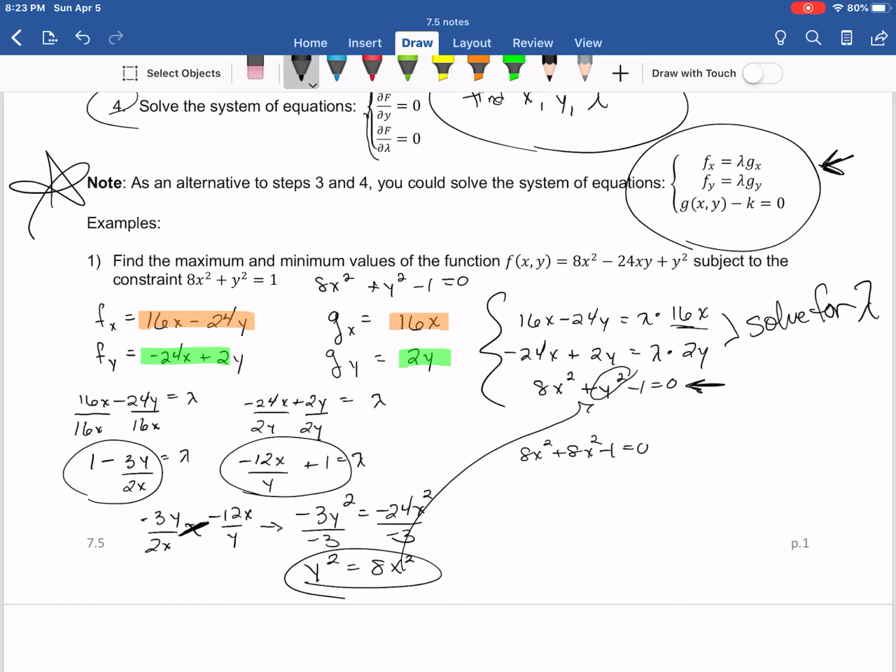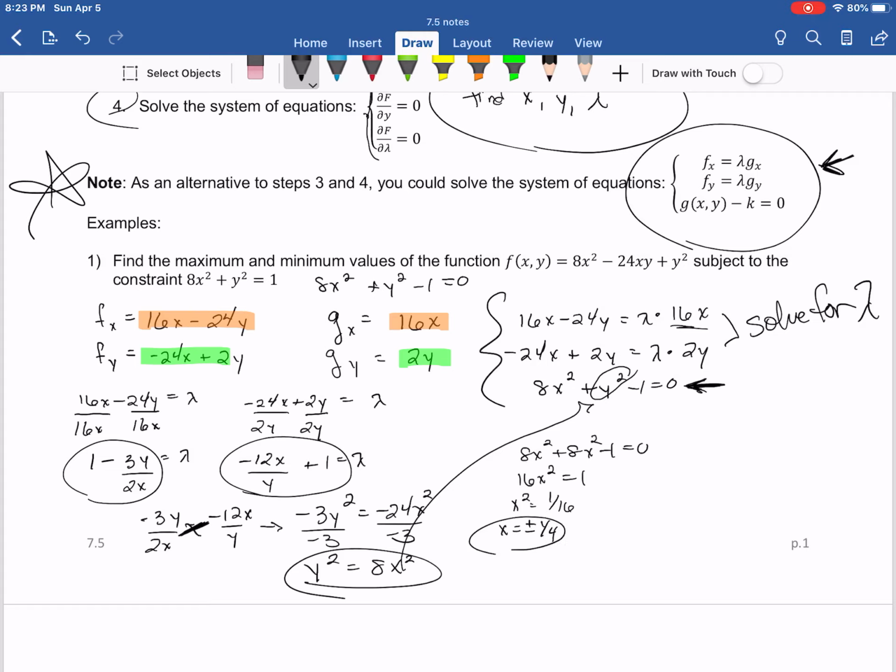Okay, so the y squared that's up in the constraint equation with my arrow next to it right there, that's going to get replaced with 8x squared. Now you're going to get what, like terms? We have 16x squared equals 1 if I get the 1 on the other side. X squared equals 1 over 16. X equals plus or minus 1/4.